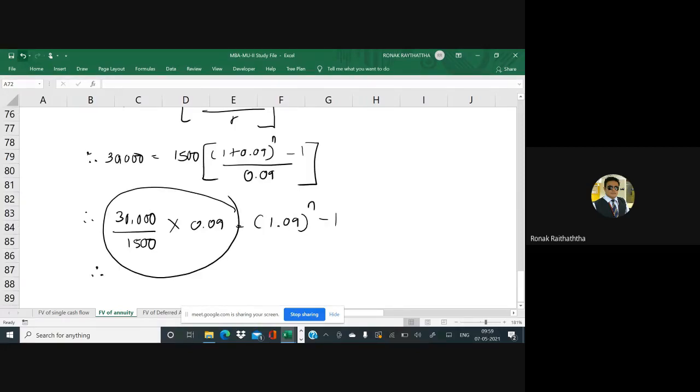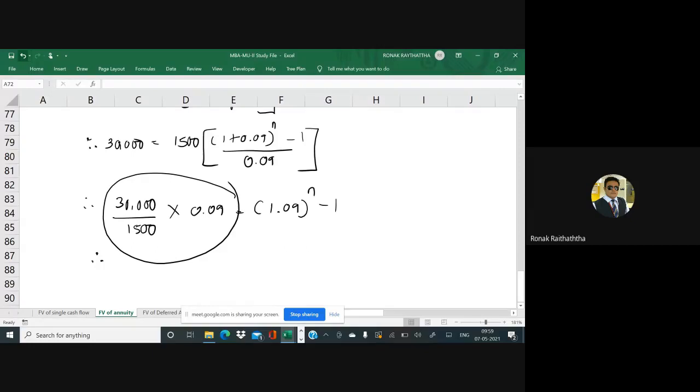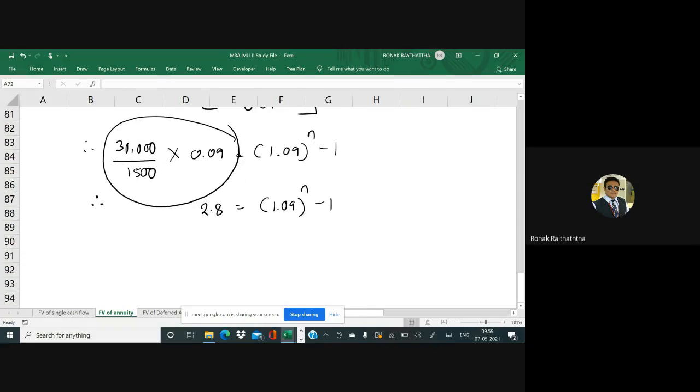So may I have the answer of this first of all? What is the answer of the left hand side you are getting? Anyone, please unmute yourself and let me know. 1.8, sir. 2.8. Okay. So 2.8 equal to 1.09 raised to n minus 1. Sir, minus 1 is there on the right hand side. You can take it to the left hand side, so it becomes plus 1. So therefore 2.8 plus 1 equal to... Sir, it's 1.8. Okay, 1.8. Okay, fine, no worries.